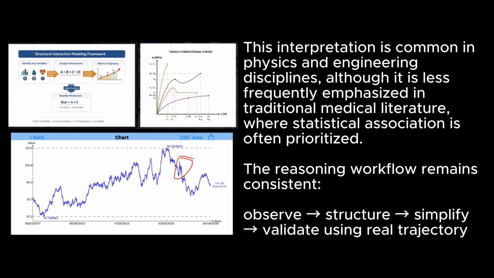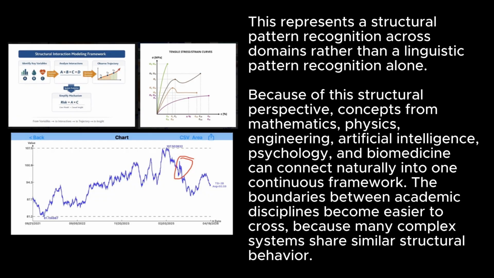This interpretation is common in physics and engineering disciplines, although it is less frequently emphasized in traditional medical literature, where statistical association is often prioritized. The reasoning workflow remains consistent: observe, give structure, simplify, and validate using real trajectory. This represents a structural pattern recognition across domains rather than a linguistic pattern recognition alone. Because of this structural perspective, concepts from mathematics, physics, engineering, artificial intelligence, psychology, and biomedicine can connect naturally into one continuous framework. The boundaries between academic disciplines become easier to cross because many complex systems share similar structural behavior.